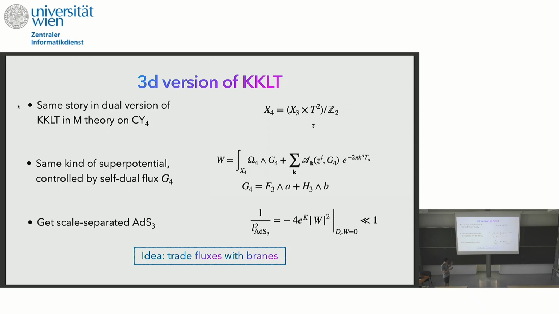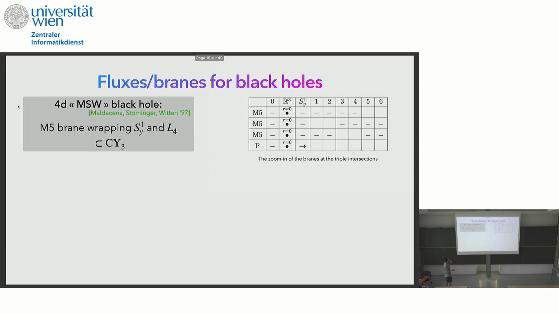So again, out of this superpotential, one would get a scale-separated AdS3, where this time the cosmological constant would again be exponentially suppressed. So we can first study this example. The idea to do this with holography is to trade the fluxes with branes. Before I apply this idea to KKLT, I can talk about what the flux-brane correspondence is for a black hole.